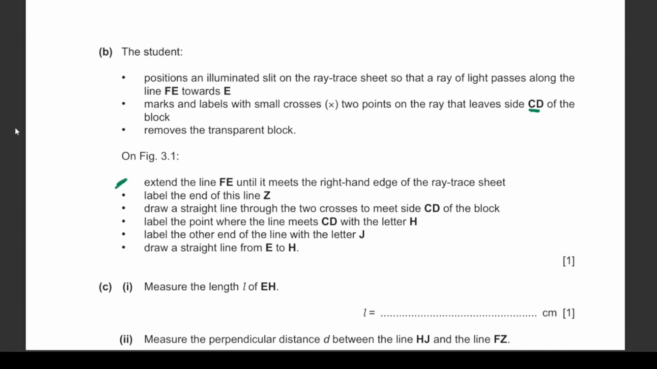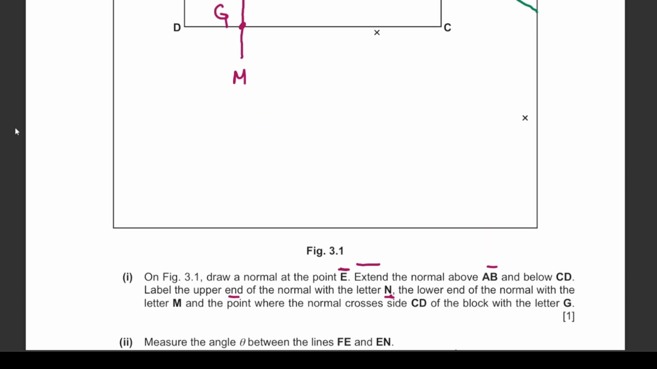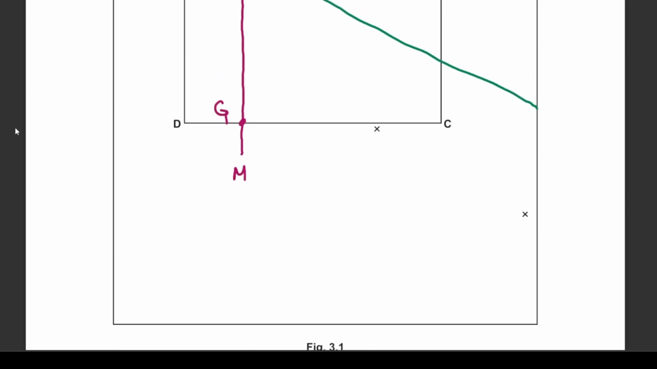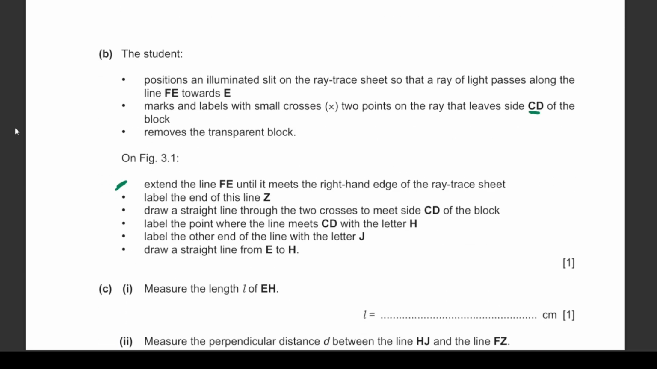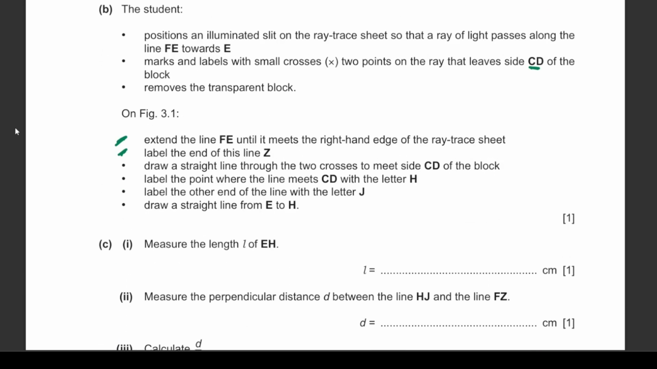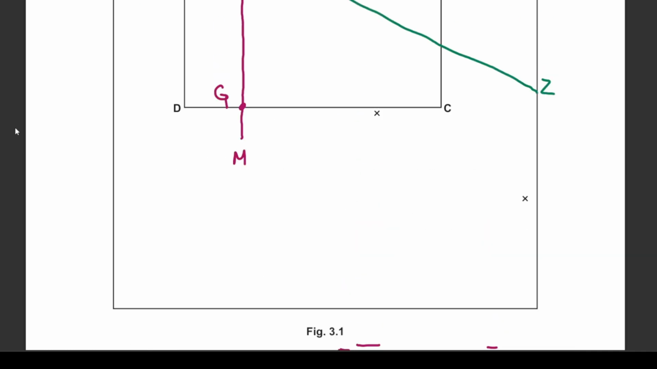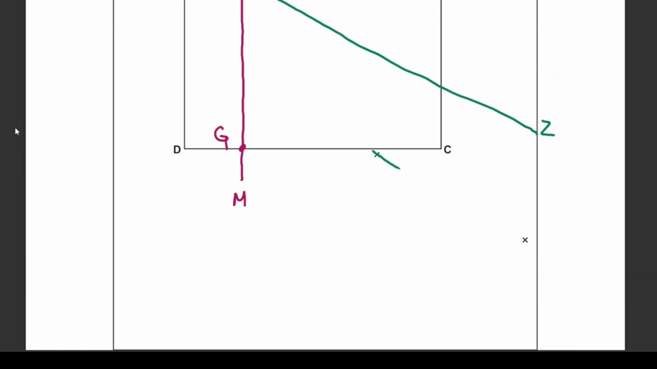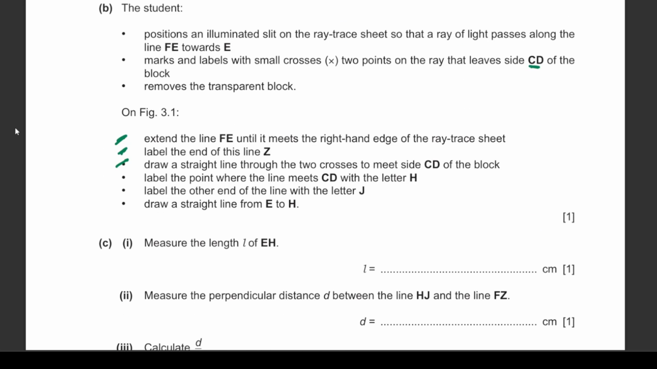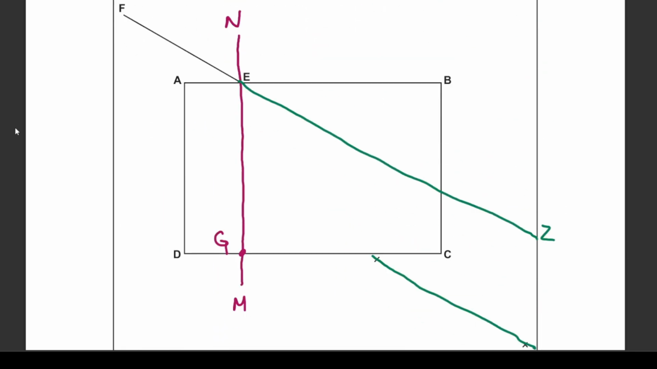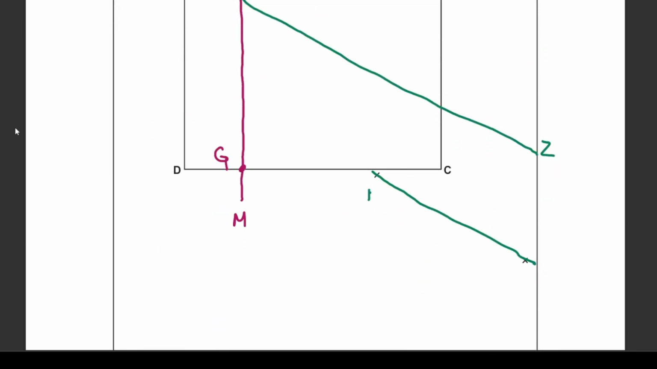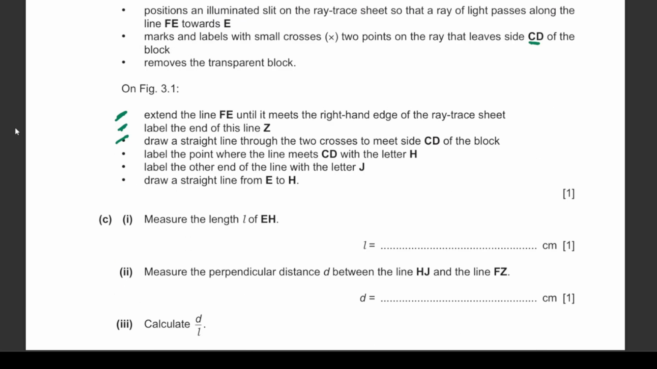So label the end of this line as Z. We simply write down the letter Z here, somewhere along this line. And then he says, draw a straight line through the 2 crosses that meet CD. So let's do that. So CD, again, a straight line passing through these lines. Label the point where the line meets CD with the letter H. So we go here and we label this as H.